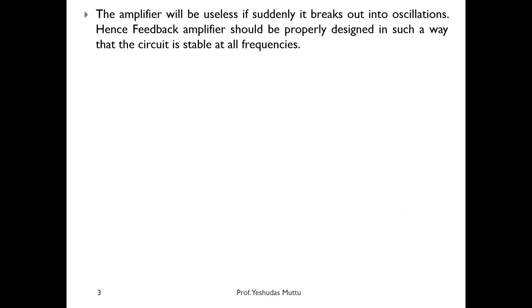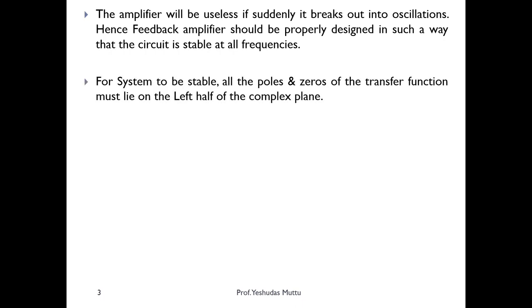Fine. So what we need to do is design the circuit in such a way that it remains stable for all the frequencies. For a system to be stable, all the poles and zeros of the transfer function must lie on the left half of the complex plane. Now what do you mean by this?